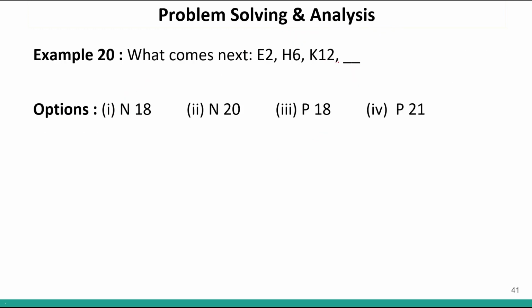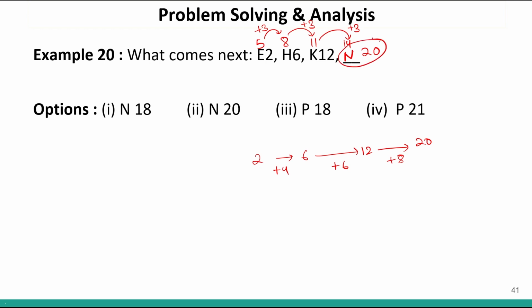Now, E, H, K and this. So 2 then 6 means plus 4. 6 then 12 means plus 6. Now we'll move 8 positions forward, which will give me 20. So here we'll have 20. And letters. This is 5, this is 8, this is 11. So 5 to 8 means 3 positions forward. Here also 3 positions forward. If I go 3 positions forward here, I'll get the 14th position. And at 14th position, we have N. So my code will be N20, which is given in option number 2. So option number 2 will be your correct answer.